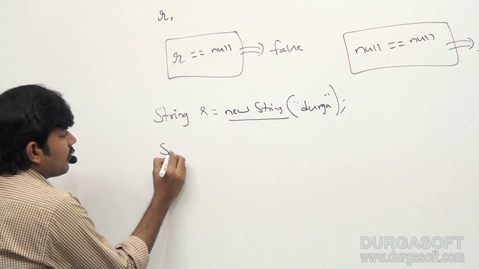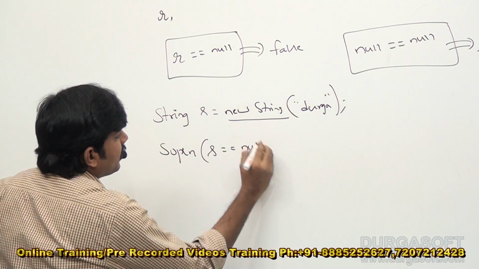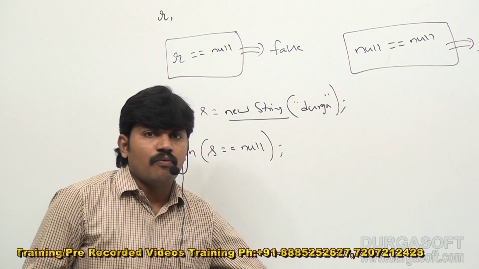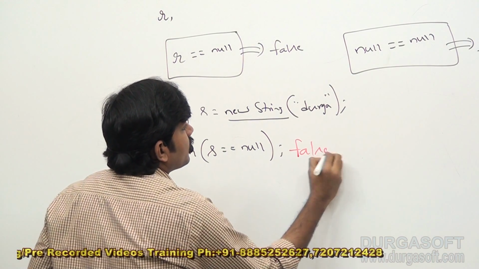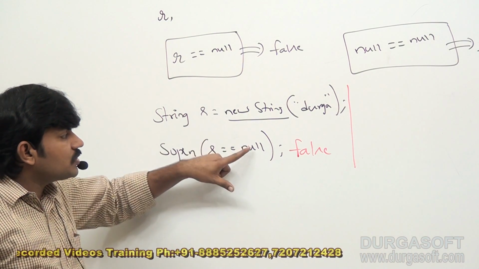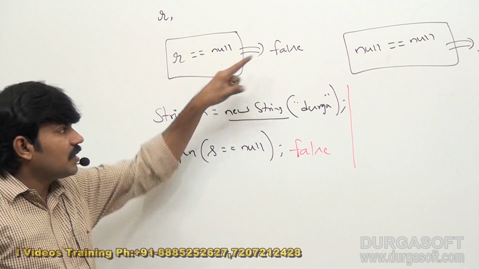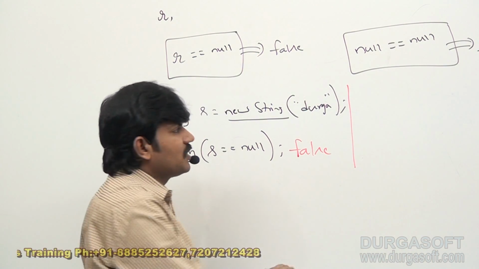Now I am asking System.out.println(s == null). What answer will we get by default? False is the answer. Because, as I just told you, if you use == null for any object reference r, the result is always false.